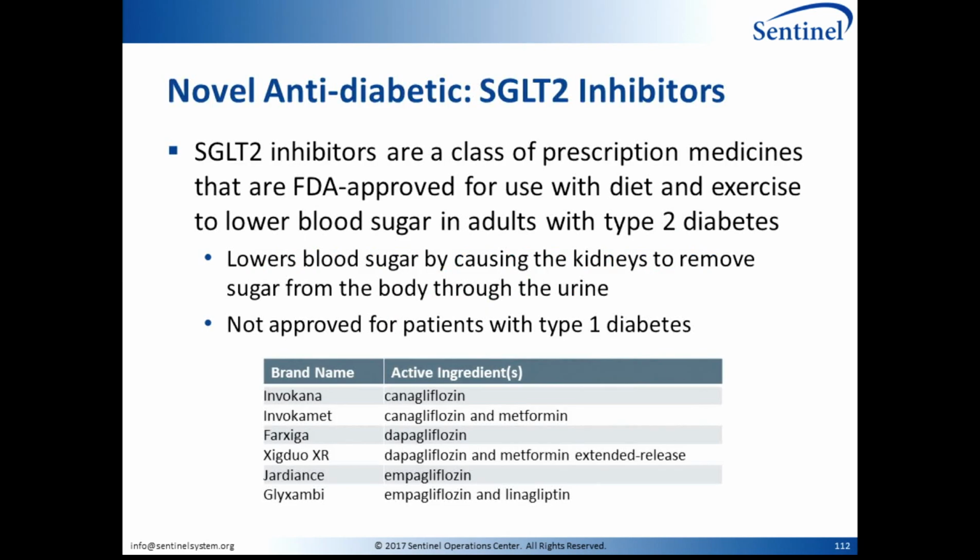So we start out and we are going to talk about a particular exposure of interest. It is a novel anti-diabetic medication. It was first approved, first in class, in 2013. It is approved for use with diet and exercise to lower blood sugar in adults with type 2 diabetes. Its mechanism of action is that it lowers blood sugar by causing the kidneys to remove sugar from the body through urine. Not approved for patients with type 1 diabetes. It's only a type 2 medication, and there is a listed example there of some of the particular brand and generic names for different medications in that class.